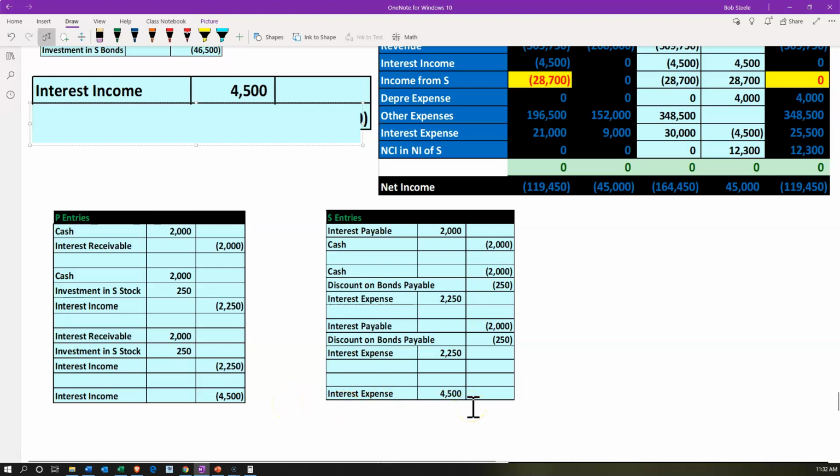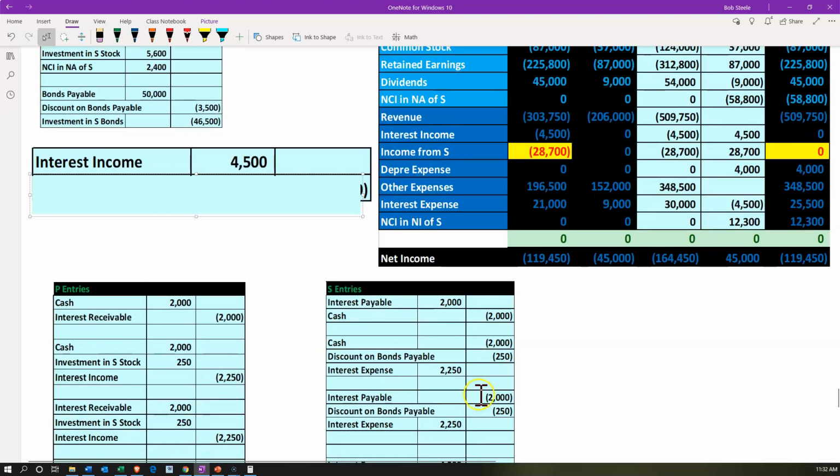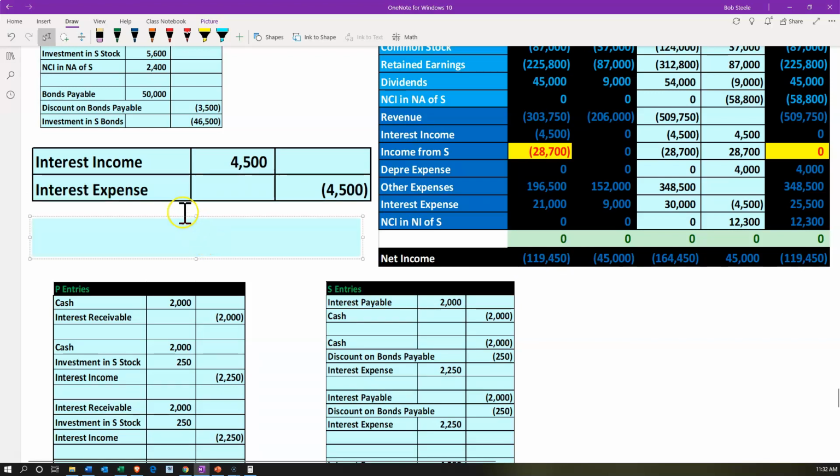4,500 of the expense. Once that's known, we can just remove it, because obviously the interest income is overstated as well as the expense. They shouldn't be there. No real effect on the net income because they net each other out, but there's an overstatement of the interest income and expense. So let's go ahead and remove them.